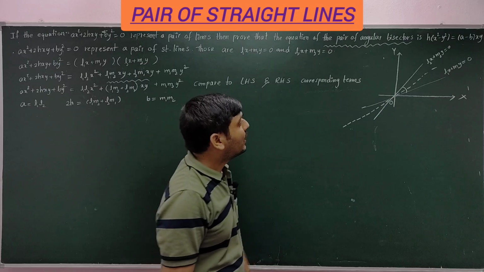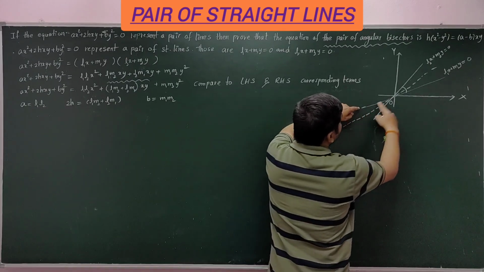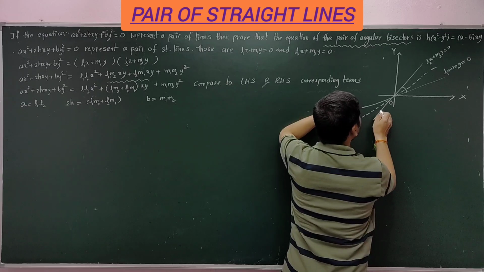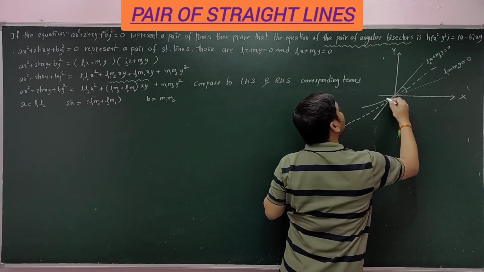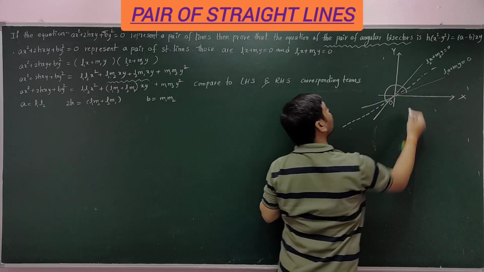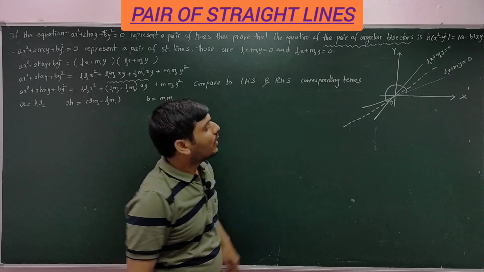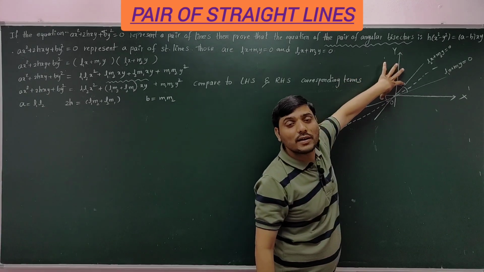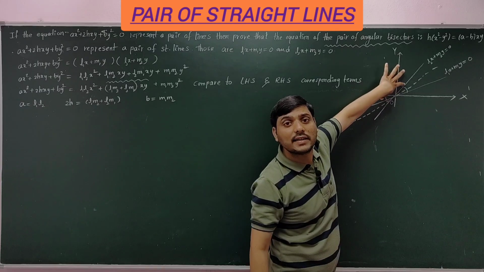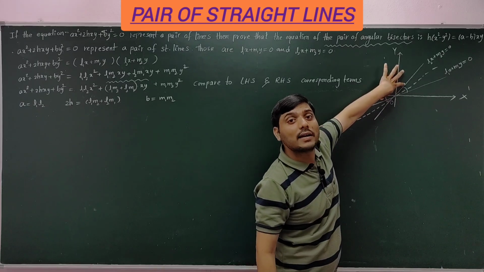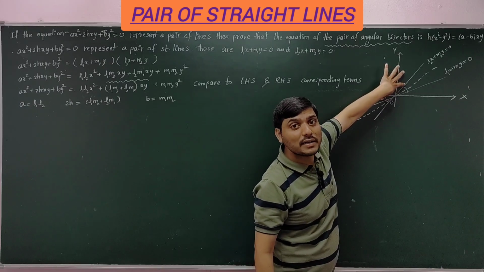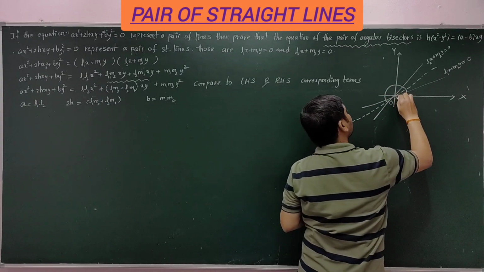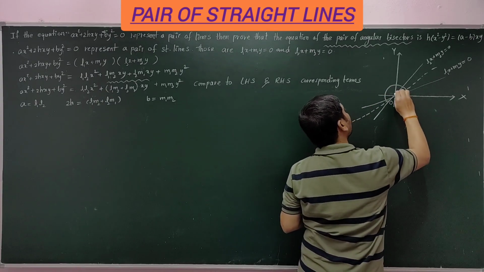Now one more line is also an angular bisector of the same concept. Where is that? These two straight lines have one more angle also. For example, this angle is some theta. What is the angular bisector of this theta? Theta by 2. That line is also an angular bisector of these two straight lines. This is one more line.